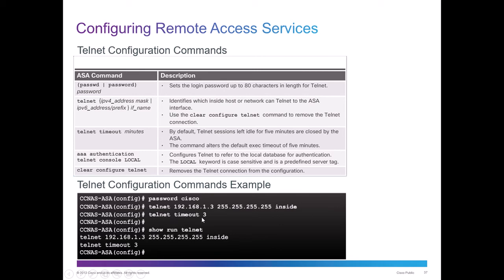Telnet timeout 3 means that after 3 minutes of idling, the session will time out. By the way, the default is 5. If you don't type this command, after 5 minutes you will time out, and then you have to re-enter your password to be able to get in. So write this down so you'll know how to set up Telnet on an ASA.